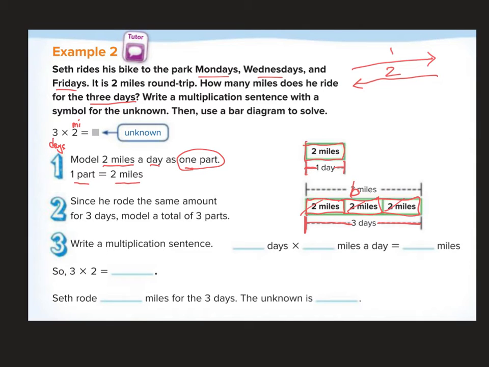So if I was going to write a multiplication sentence, I would say 3 days multiplied by 2 miles a day would be 6 total miles that week. So 3 times 2 is 6. Seth rode 6 miles for the 3 days. The unknown is 6. Right? Because if we look back up here, 3 times 2 equals the unknown, and that was 6. We solved it. He traveled 6 miles that week.